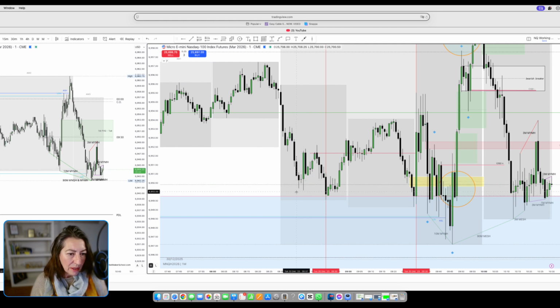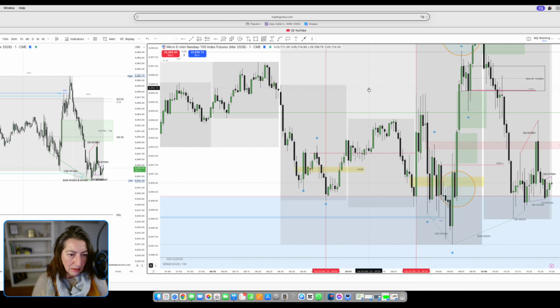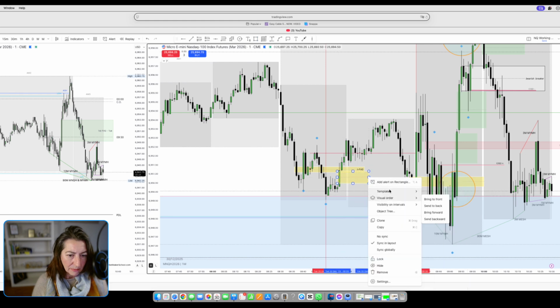So we have a low, high, lower low gives us our breaker. We're now looking for an inverted fair value gap. Here's our inverted fair value gap. Then we're looking for a fair value gap. Here's our fair value gap or our BISI.